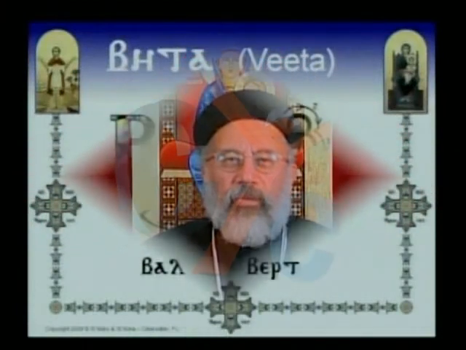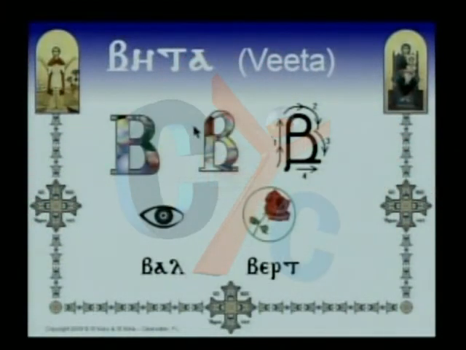Here, we are going to start with the next letter of the alphabet. We're going to introduce it a little bit, but mainly in the next episode we'll be discussing it in much more detail. The second letter of the alphabet is Vita. It looks like the B, and sometimes it's pronounced B, and it's also pronounced V. So it's either V or B.